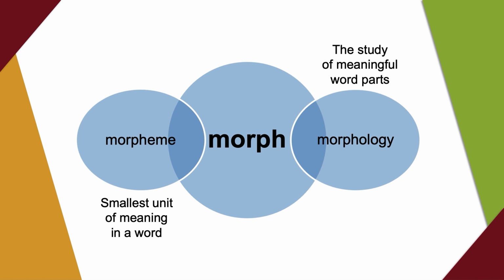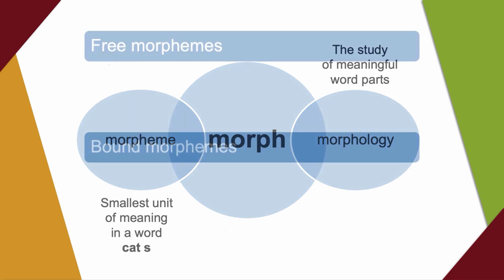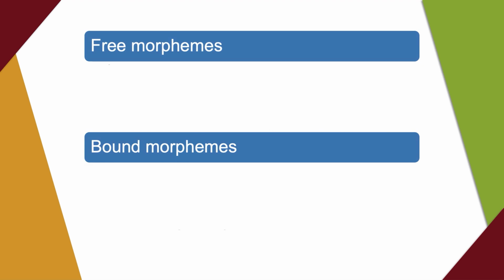For example, there are two morphemes in the word cats, the base word cat and the suffix s, which here means more than one. Words are usually created from roots and base words that are either free or bound.